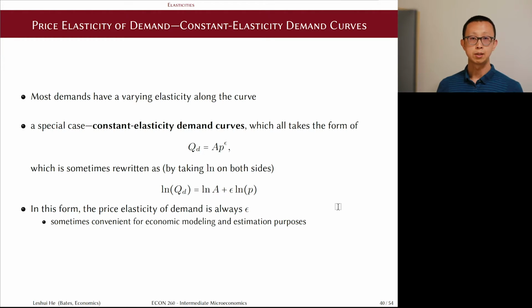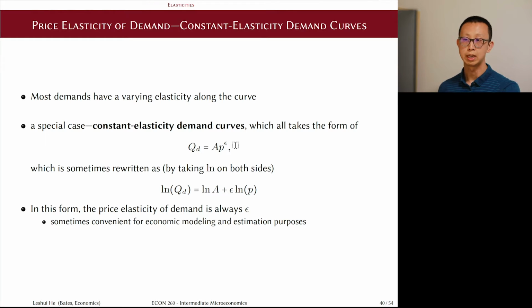In that spirit, sometimes we would want to use a particular type of demand function that doesn't look very intuitive at first, but it's going to give us this very nice property. And this is what we call constant elasticity demand curves. These curves are coming from this particular demand function that takes the following form. It's going to be quantity demanded is equal to A, which is a constant, multiplied by price raised to the power of epsilon. And you can rewrite this particular demand function in a log-log form.